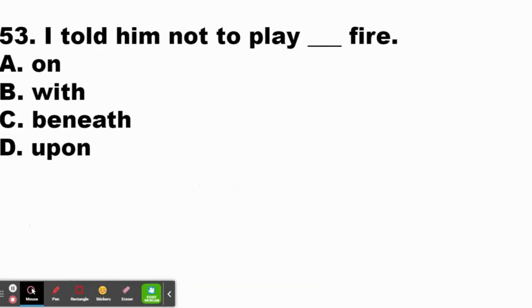53. I told him not to play dash fire. A, on, B, with, C, beneath, D, upon. Of course, B is correct. I told him not to play with fire. Don't play with fire. So B is correct.